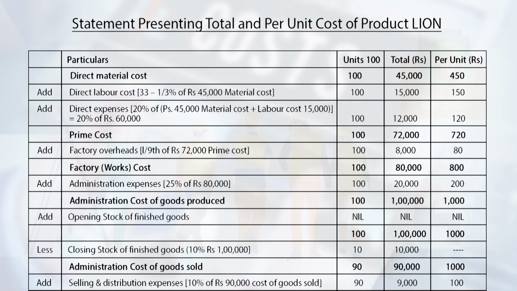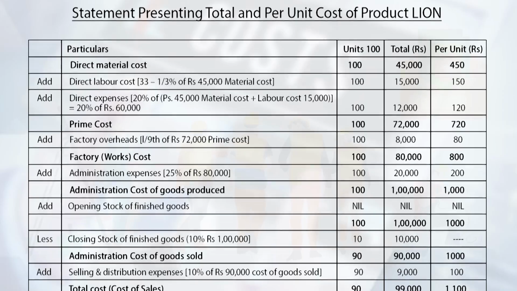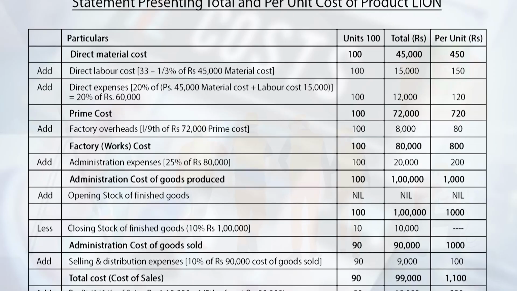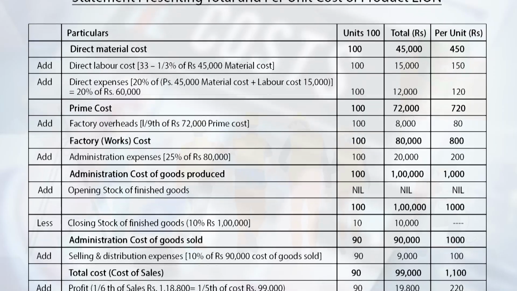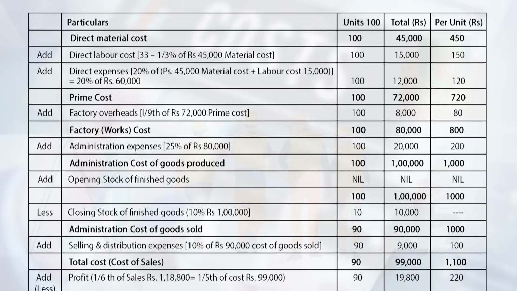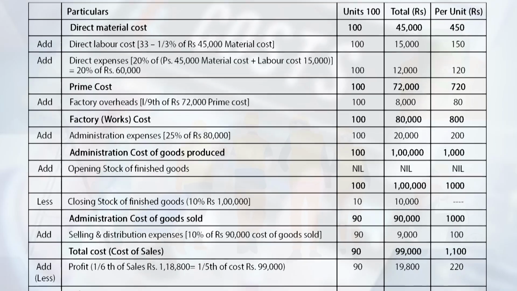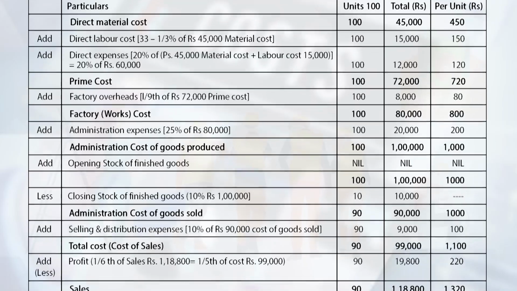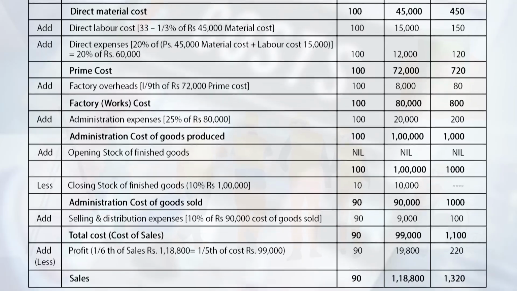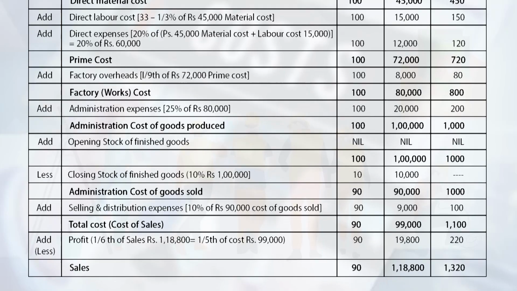It will give us administration cost of goods produced as rupees 1 lakh and per unit cost is 1000. In administration cost of goods produced, add opening stock of finished goods, which is given as nil, and deduct closing stock of finished goods, which is 10% of rupees 1 lakh, that is 10,000. This will give us administration cost of goods sold as 90,000 and per unit cost comes to 1000.